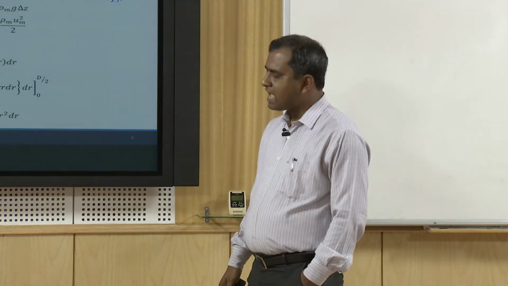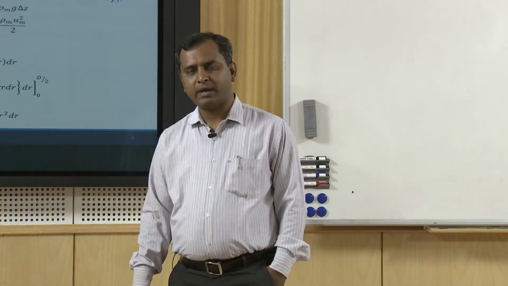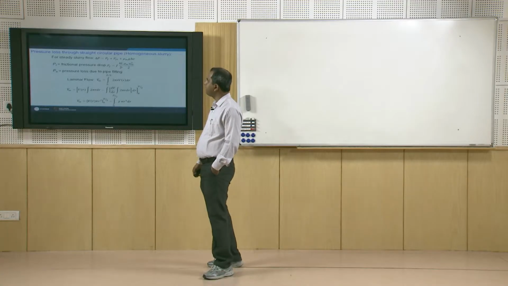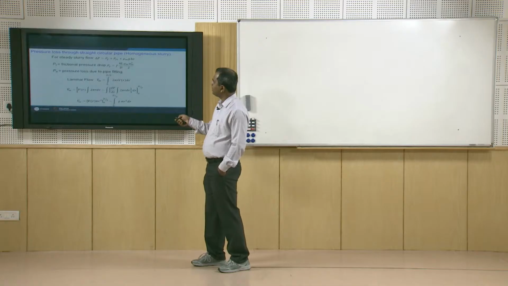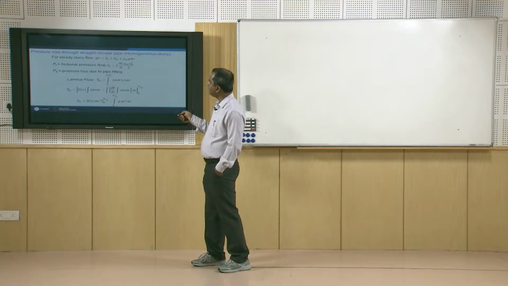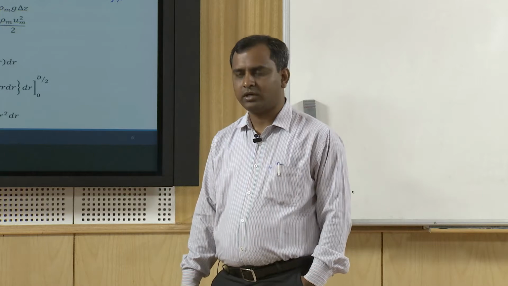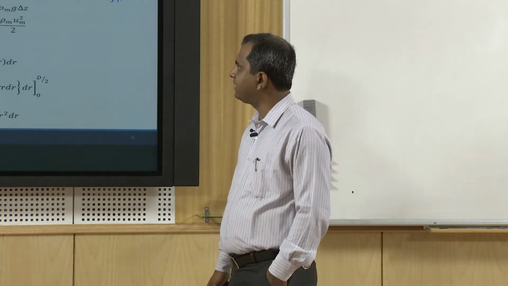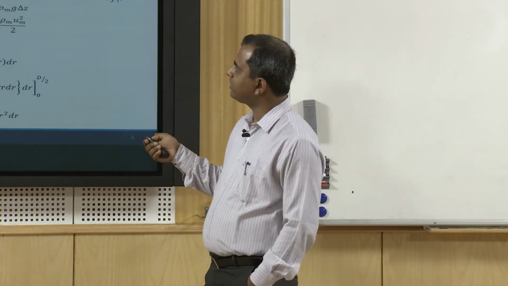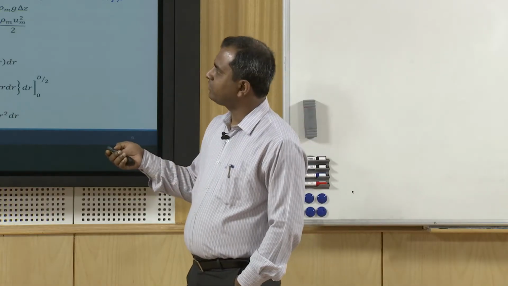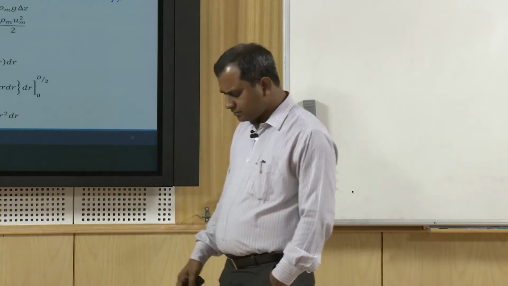Next, as we have done in the case of the gas-solid pipeline, here also let us do the same thing: find the pressure loss whenever we have slurry flow, and let us consider that the pipe has a straight section. Let us not go for critical things like a bend or a T joint. Let us consider a straight circular pipe, and find the pressure loss.